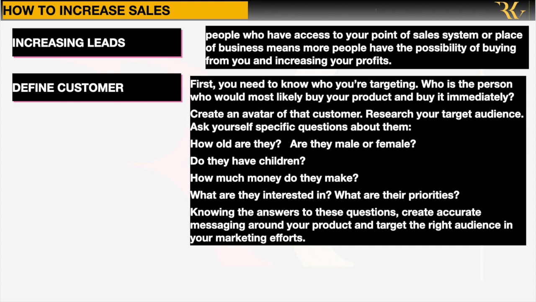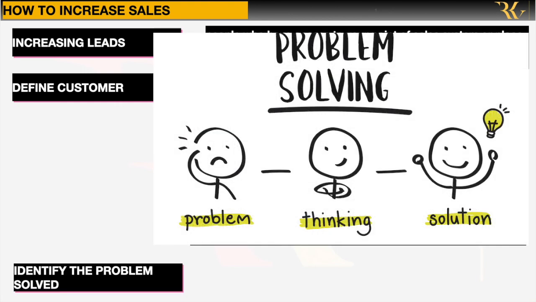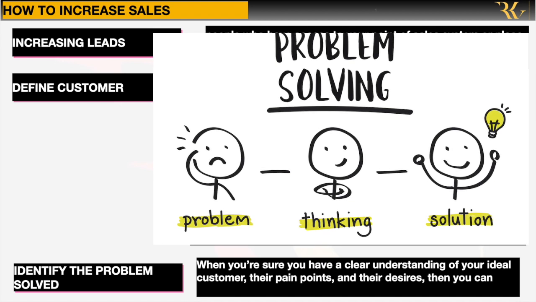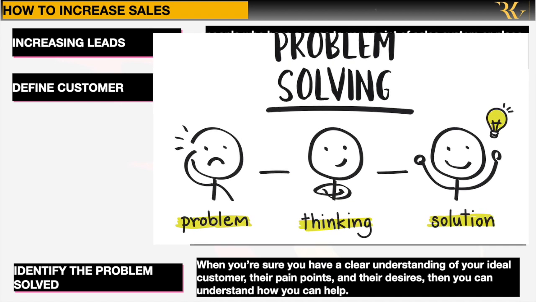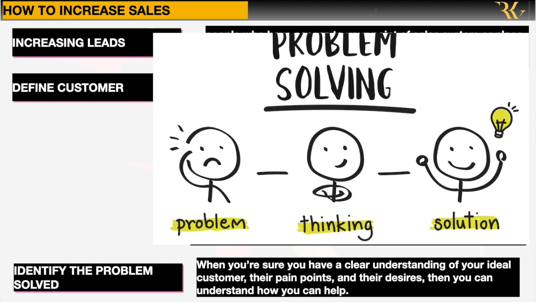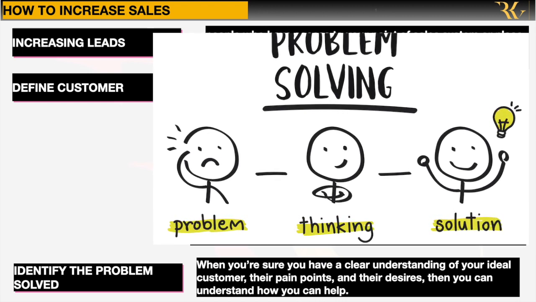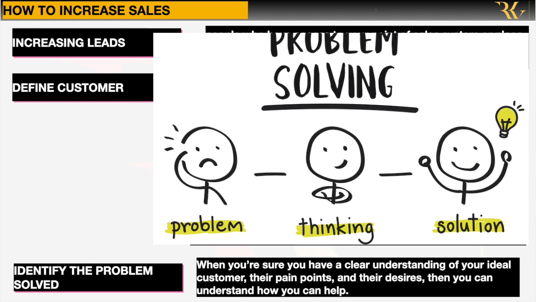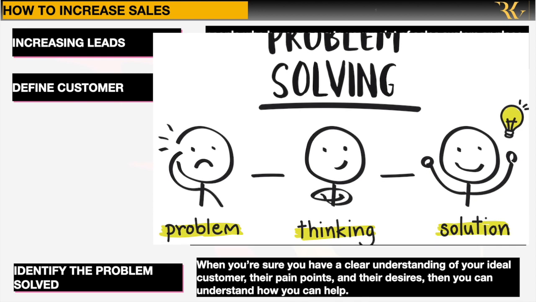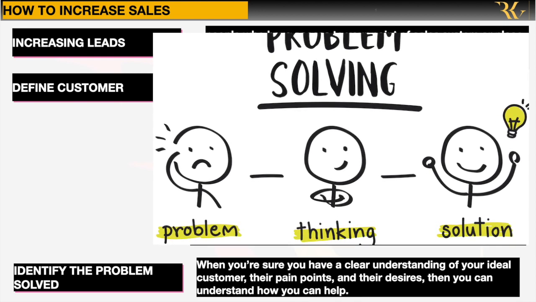Identify the problem you're trying to solve. When you're sure you have a clear understanding of your ideal customer, their pain points, and their desires, then you can understand how you can help. What problem does your product or service solve? How does it address the pain point of your customer? If you have identified your customer correctly, and know how your product helps solve their problem, they'll buy it from you. If, however, the customer you have defined doesn't have this problem, they won't buy your product.